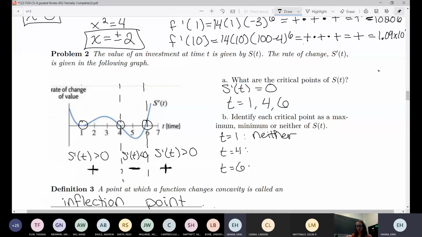Whereas with t equals 4, the derivative starts out positive on the left and then negative on the right. Since it starts out positive, that means our original function would be increasing and then change to decreasing. If we start increasing and then change to decreasing, that would turn into a maximum. That's also the relationship where if the derivative changes from positive to negative, it's a max. So we would have a maximum here. And I'll just remind us that S prime changes from positive to negative.